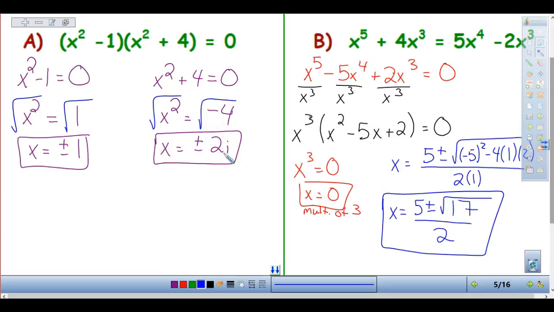For the second one, again, you take out that x cubed once you set it equal to 0. The second part is not factorable, so then you use the quadratic formula, and that's what you get. 17 is prime. You can't reduce it. You are done. Hopefully that went well, and you'll get more practice later today in the homework.